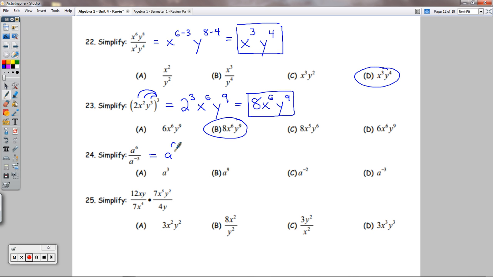For 24, you're dividing things with the same base. So just subtract those powers. 6 minus negative 3 is the same thing as 6 plus 3. So that one simply is a to the 9th power. And it looks like that is choice B on that one.